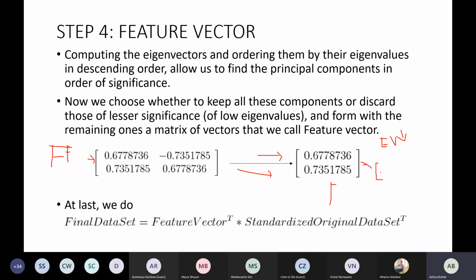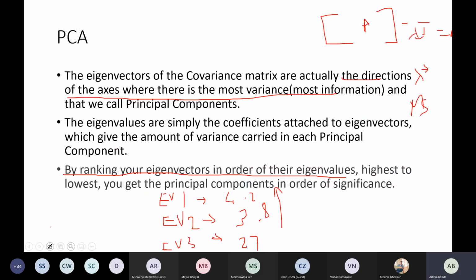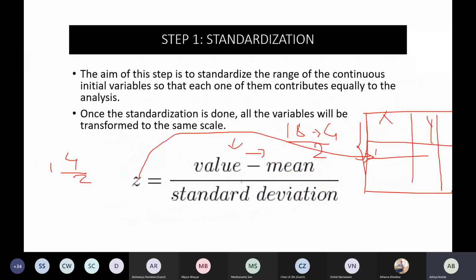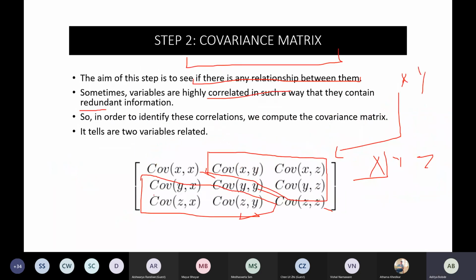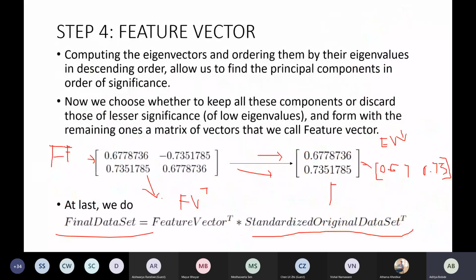And what will the transpose look like? My rows will be getting converted into columns, and columns will be getting converted to rows. And this is my transpose. And what I'll be doing is, the final data set is my feature vector transpose multiplied by the standardized original data set transpose. We have already calculated the standardized data transpose from here. We have already made this table of x and y. So call it Z. And now I'm multiplying my feature vector transpose by Z transpose.